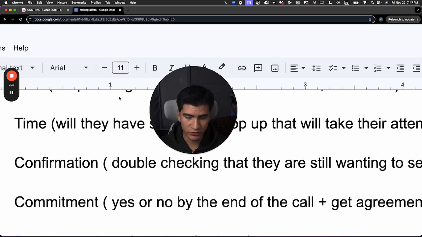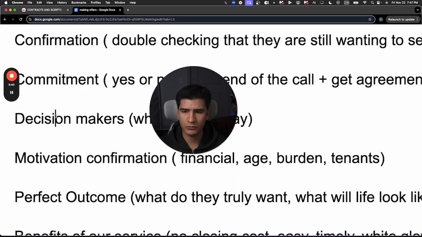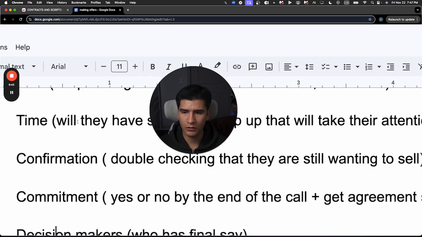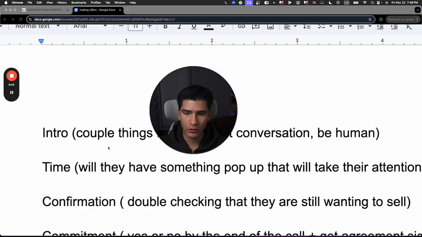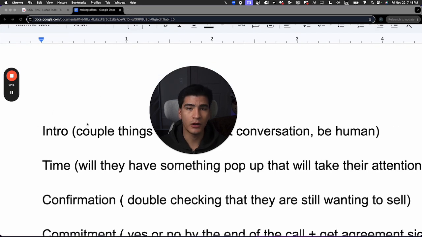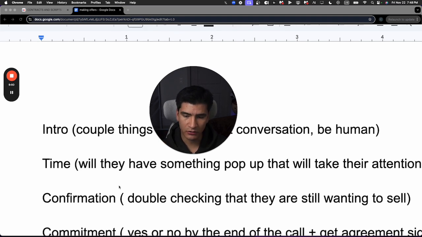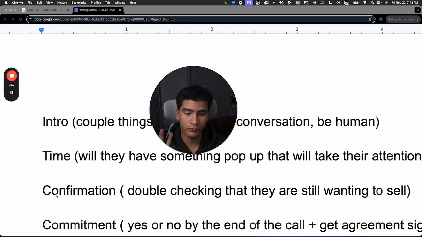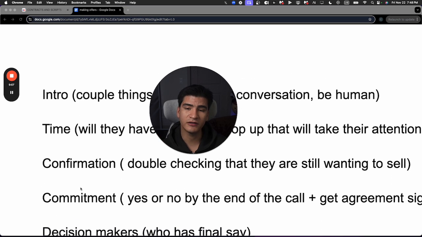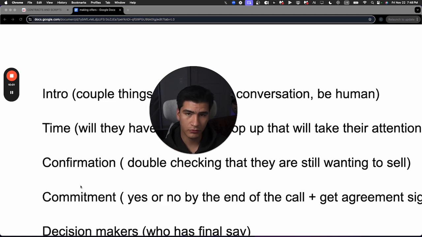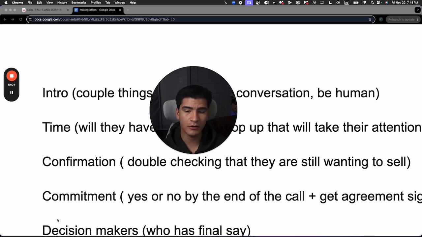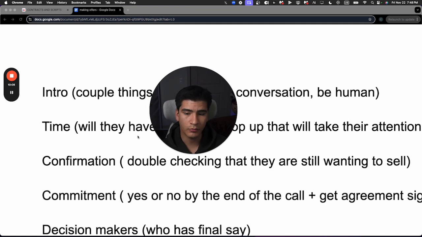So we got the introduction. Okay, so we got the introduction, right? We got the rapport. We know they have time to talk. We have the confirmation that they're interested in selling. We have the commitment that they're going to tell us yes or no to going under contract by the end of the call. And we know that decision makers are on the call or are not, so we can schedule the call for another time. Beautiful, right? These are all things that would end up popping up at the end of the call, depending on how committed they are to selling their property, right?